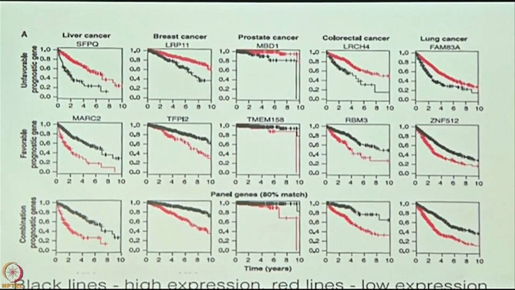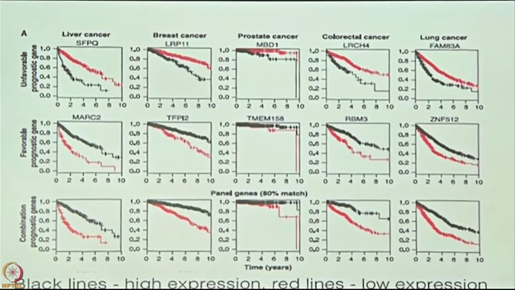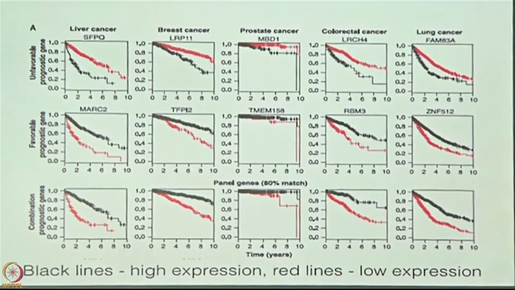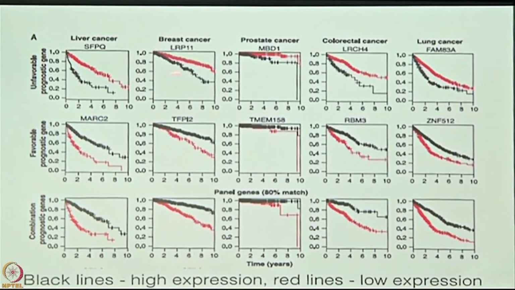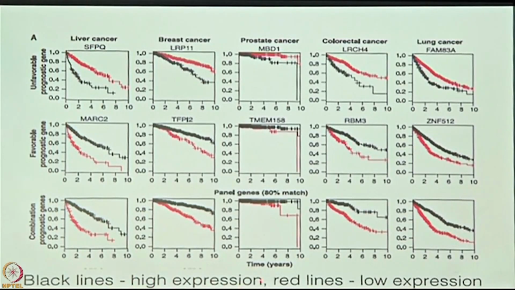Okay, so let me give you an example of what favorable and unfavorable genes we found. So let's look at the different cancers on top right here. Black lines mean high expression, red lines mean low expression. So this is being expressed high, and therefore you see these events happening faster and faster until this time, until the patient is gone.